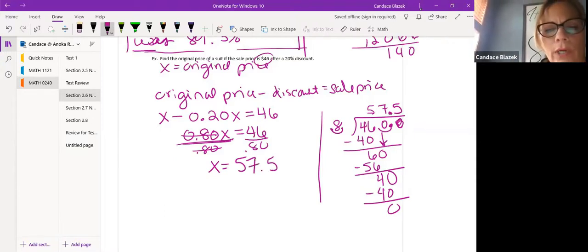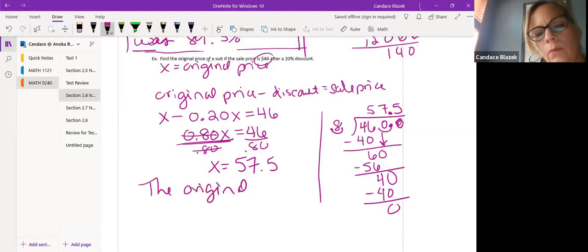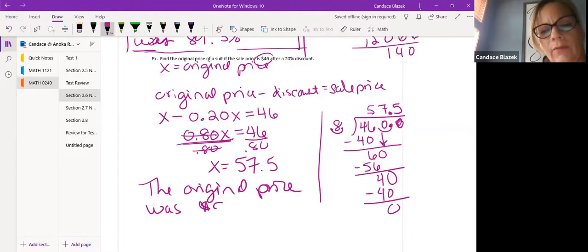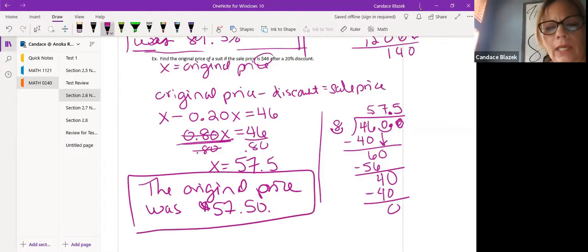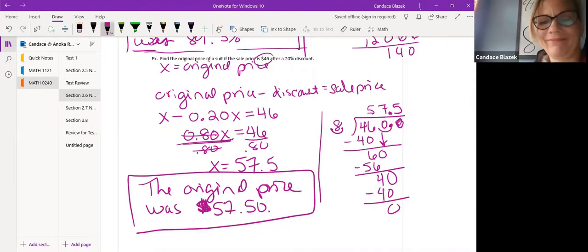So X is equal to 57.5, or X was the original price. The original price was $57.50. Again, dollar sign in front of the money value, USD.